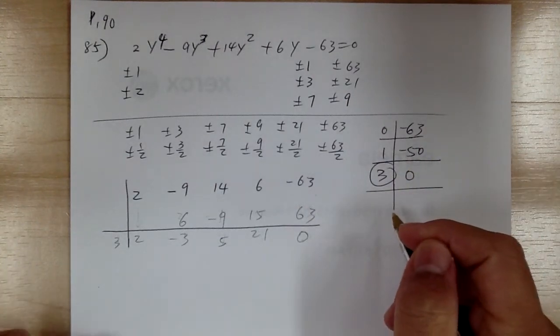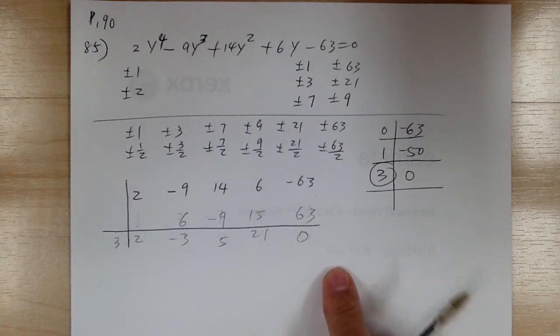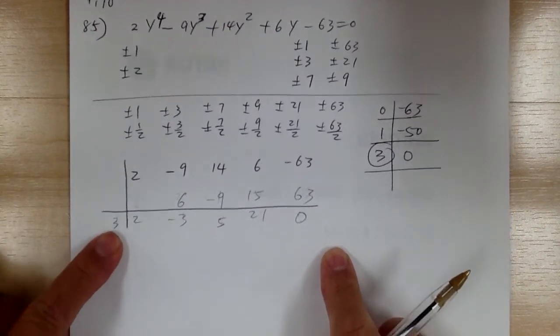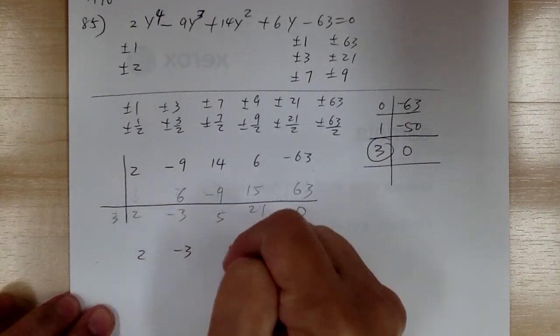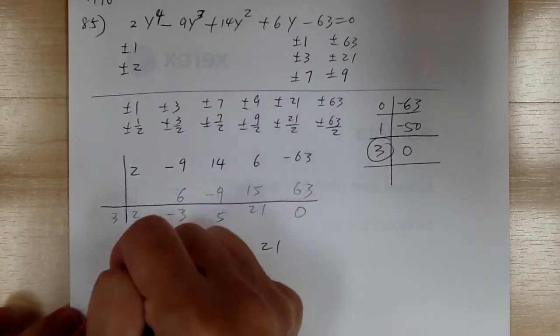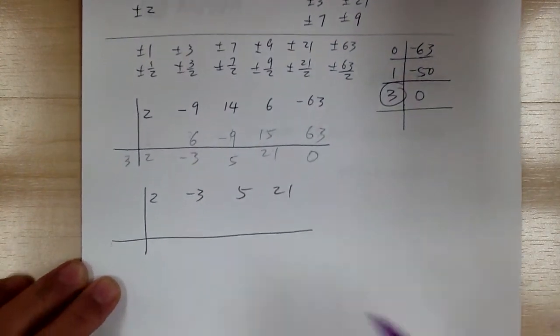We're going to continue because we need to check if this is a double root or not. We're going to try the 3 again. So you got 2, negative 3, 5, 21. So we're going to try 3 again.